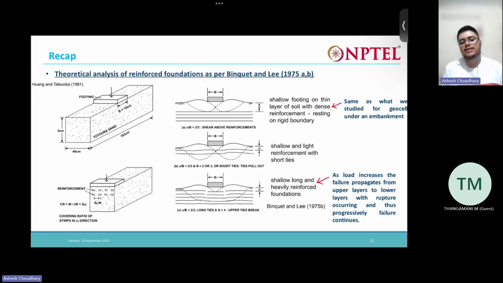Okay. And the third mode of failure is the tensile failure, a tensile break. Here, the ties are long, and there are several ties given. In that case, what happens? If the design is not correct, the failure will be in terms of breakage. Okay, there will be tensile breakage.